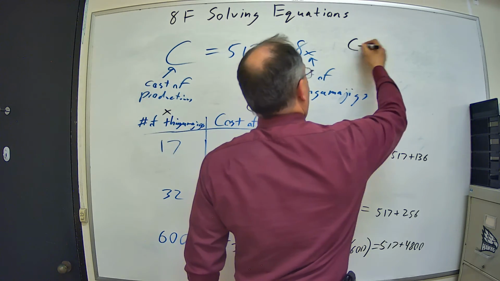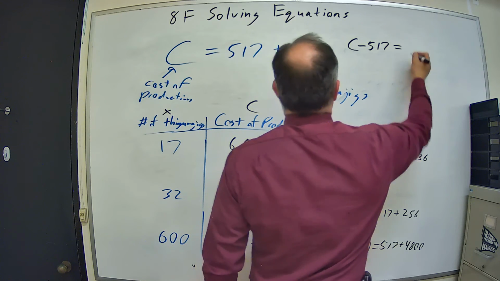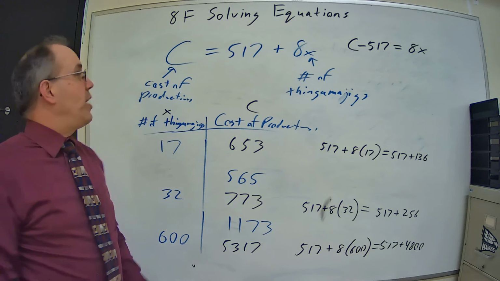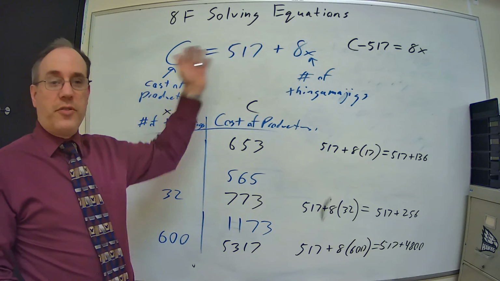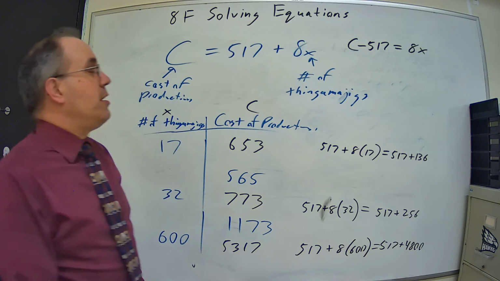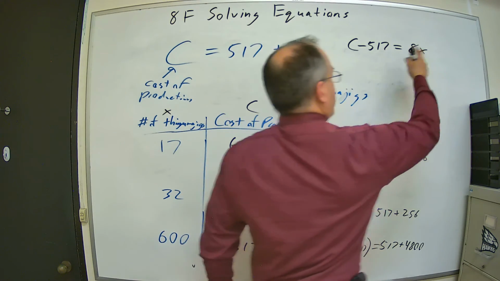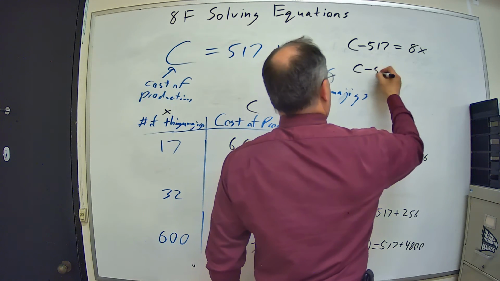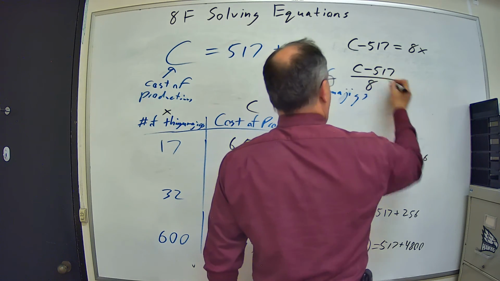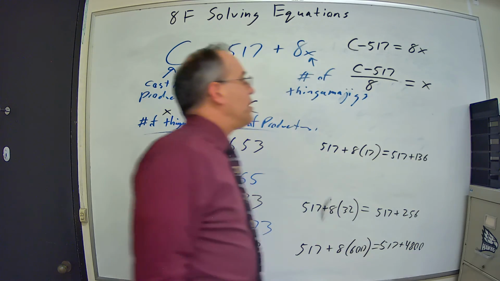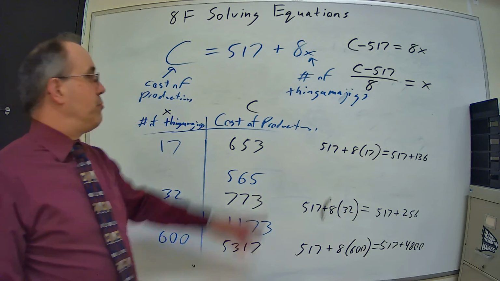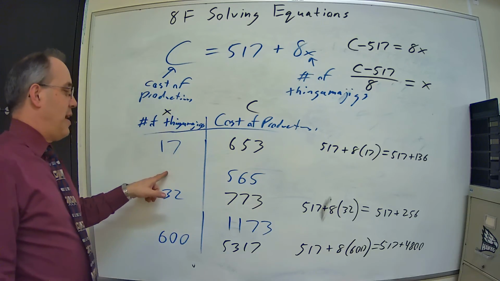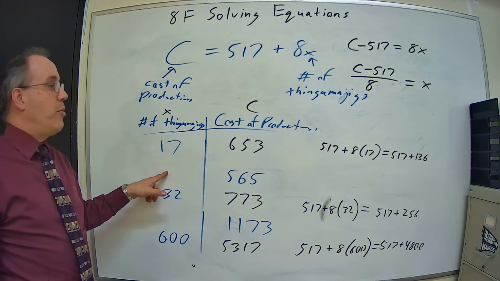So I have C minus 517 is equal to 8 times X. We have a variable here, so we can't actually perform the subtraction, but we can write it. Now I've got 8 times X, so I want to divide both sides by 8. So I get (C minus 517) divided by 8 is equal to X. So now I can plug in the cost, whatever it is, and find out how many thingamajigs were produced.